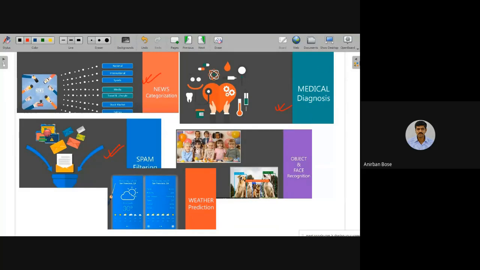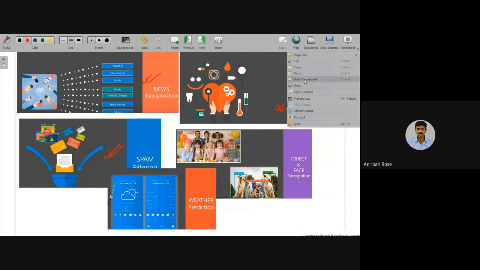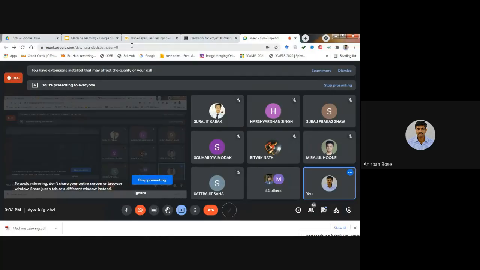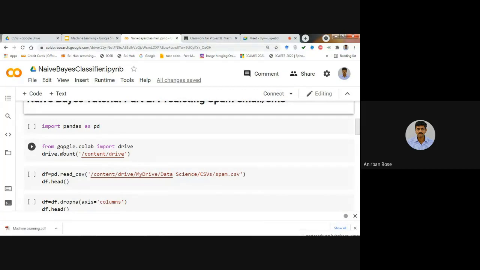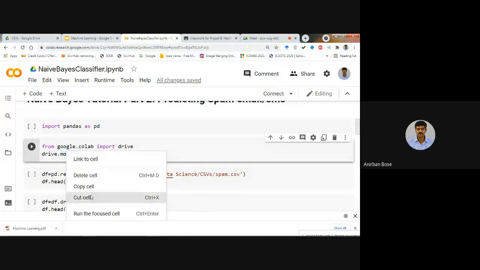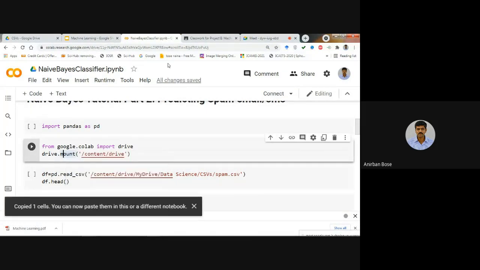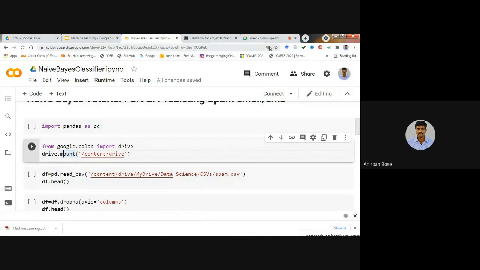Now we'll go to the Python coding and we'll see. First, you create one new notebook and give the name naive-bayes classifier. As you can see, give the name naive-bayes classifier, and then mount Google Drive.